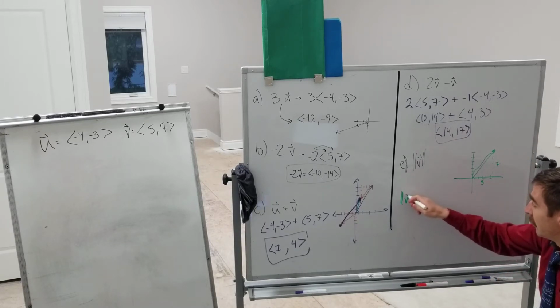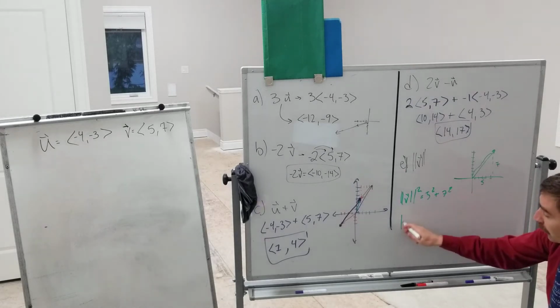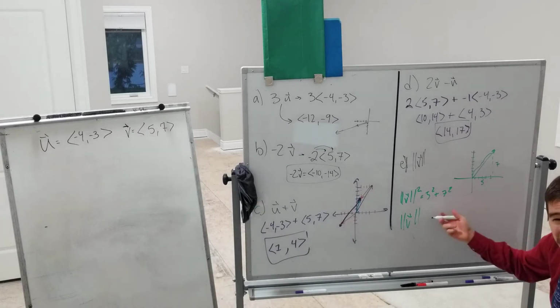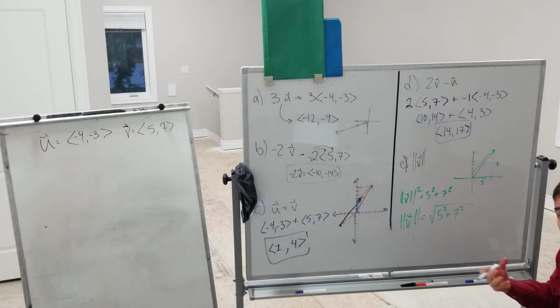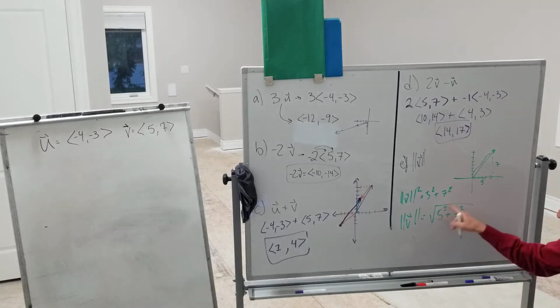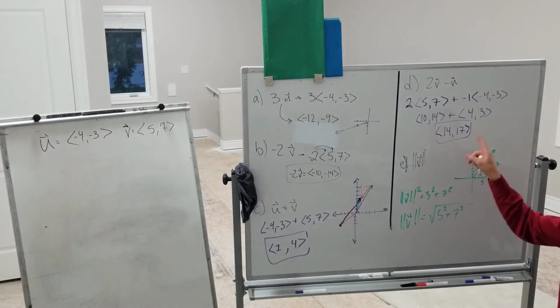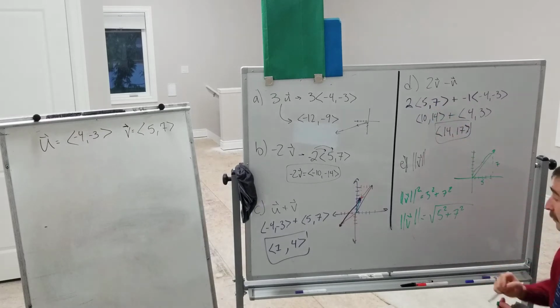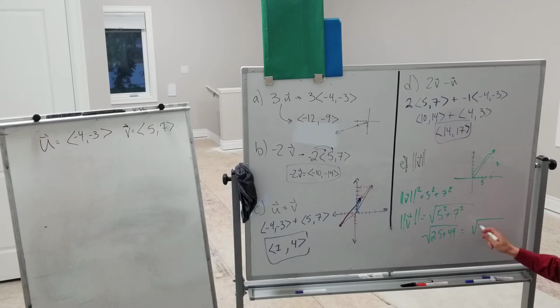The magnitude of v squared is 5 squared plus 7 squared, or the magnitude of v, and we're just using the Pythagorean theorem here, is the square root of 5 squared plus 7 squared. And it's always going to be this way. The magnitude is always going to be the square root of the sum of all the squares of the components. So square root, that thing squared plus that thing squared. So here it's square root 25 plus 49, which is square root of 74.